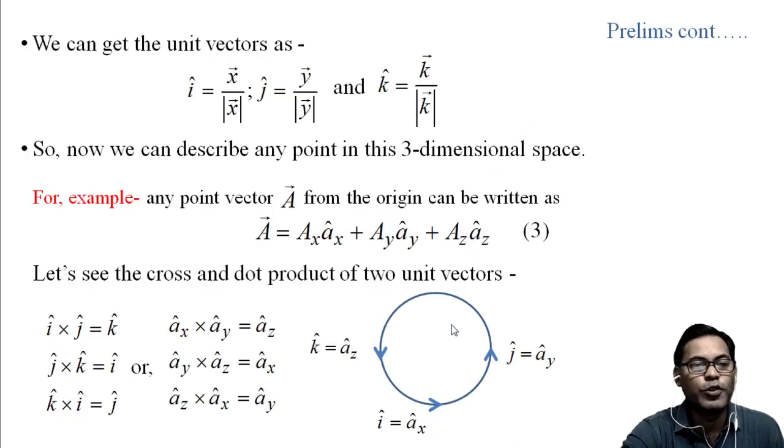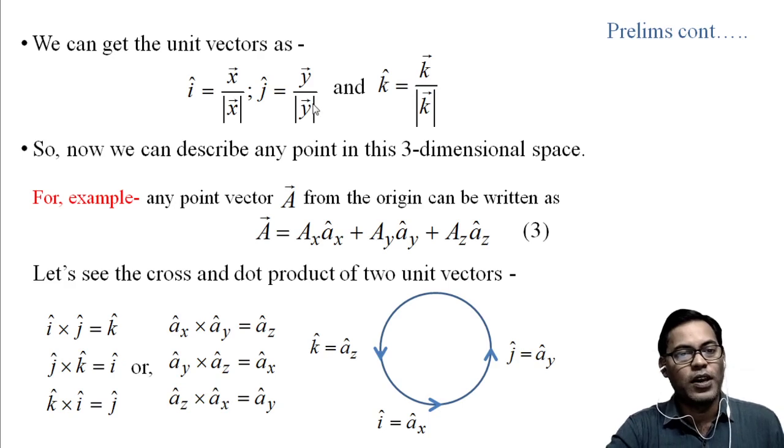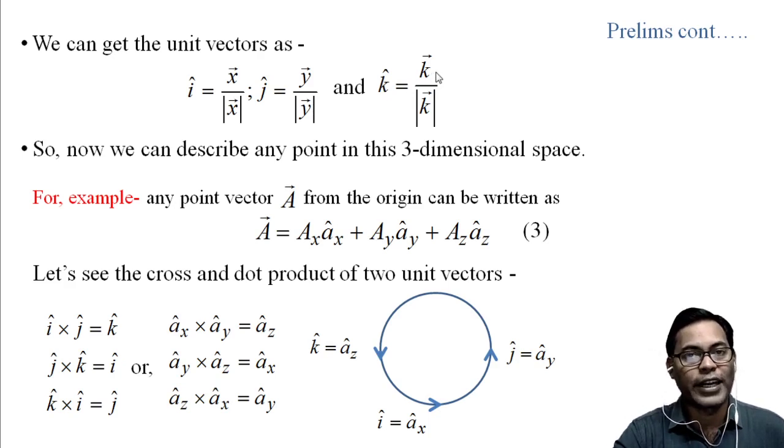Before going to see that, we are going to see the definition of the unit vectors, which is also known to us. The unit vectors can be calculated as: i equals the vector x divided by the magnitude of x, that is mod of vector x. In the same way we can find j, that is the vector y by mod of vector y, and the unit vector k equals the vector k divided by the mod of vector k.